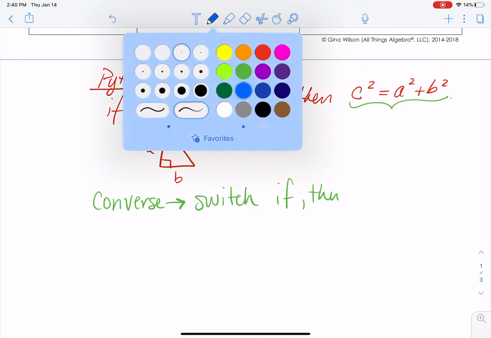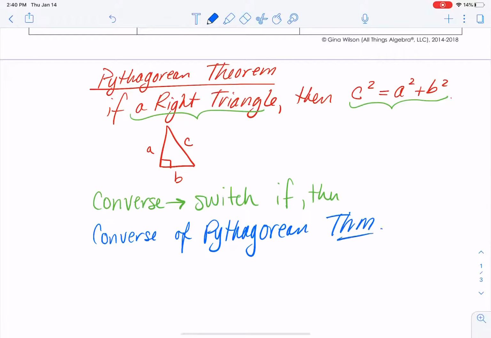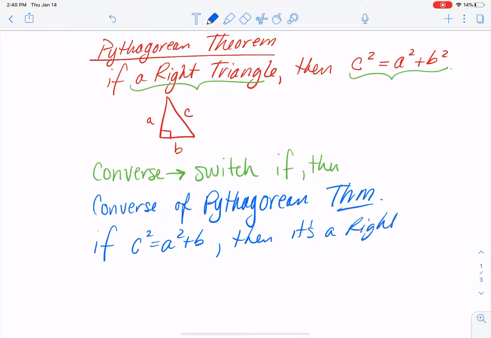So the converse of the Pythagorean theorem, remember THM is the abbreviation for theorem, says that if c squared equals a squared plus b squared, then it's a right triangle. So notice that I switched these two pieces.